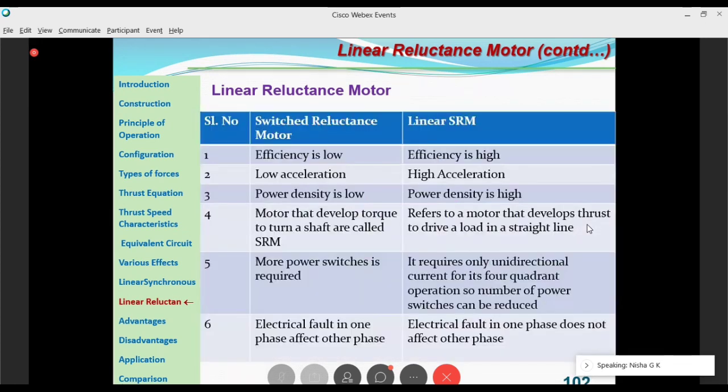As you can see, this is the difference between a switched reluctance motor and a linear switched reluctance motor. In the switched reluctance motor, the efficiency is low, but here the efficiency is high. Acceleration is mainly low there, but here it is high; power density is low there, but here it is high. The motor that develops torque to turn the shaft is the SRM, with reluctance torque, and here you are having linear thrust. More power switches are required there; here only unidirectional current flow or single quadrant operation is possible. An earth fault in one phase will affect the SRM, but here it does not affect.